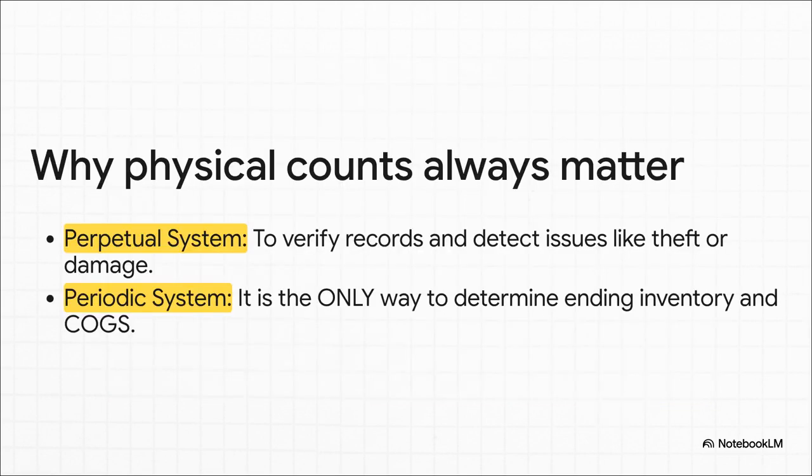So why is this true? Well, the reasons are actually different for each system, but they're both incredibly important. For a perpetual system, the physical count is basically a reality check. It's how you verify that your fancy computer records actually match what's on the shelves and catch things like theft, damage, or even just simple data entry mistakes. But for the periodic system, the physical count isn't just a checkup, it's the main event. It is literally the only way to figure out your ending inventory and your cost of goods sold.